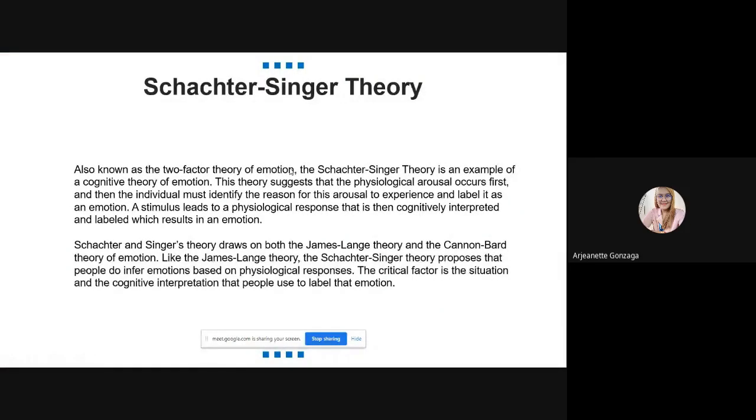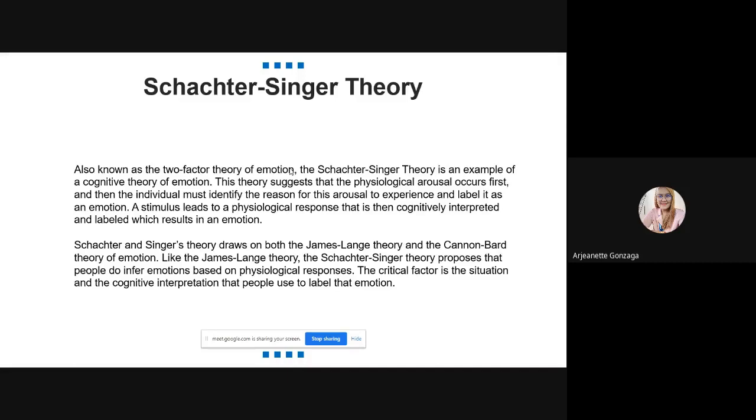Next, we have this Schachter-Singer theory. So, sa Schachter-Singer theory, it is also known as the two-factor theory of emotion. So the Schachter-Singer theory is an example of a cognitive theory of emotion. So this theory suggests that the physiological arousal occurs first, and then the individual must identify the reason for this arousal to experience and label it as an emotion.